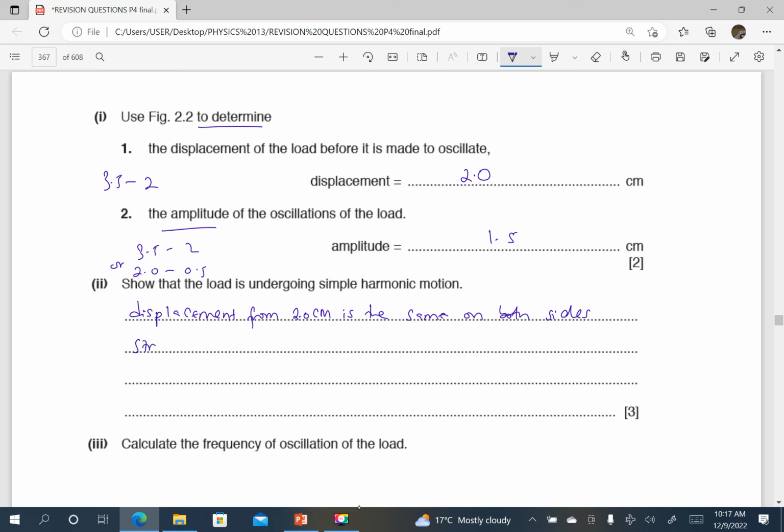So we have a straight line. Straight line shows acceleration is directly proportional to displacement.